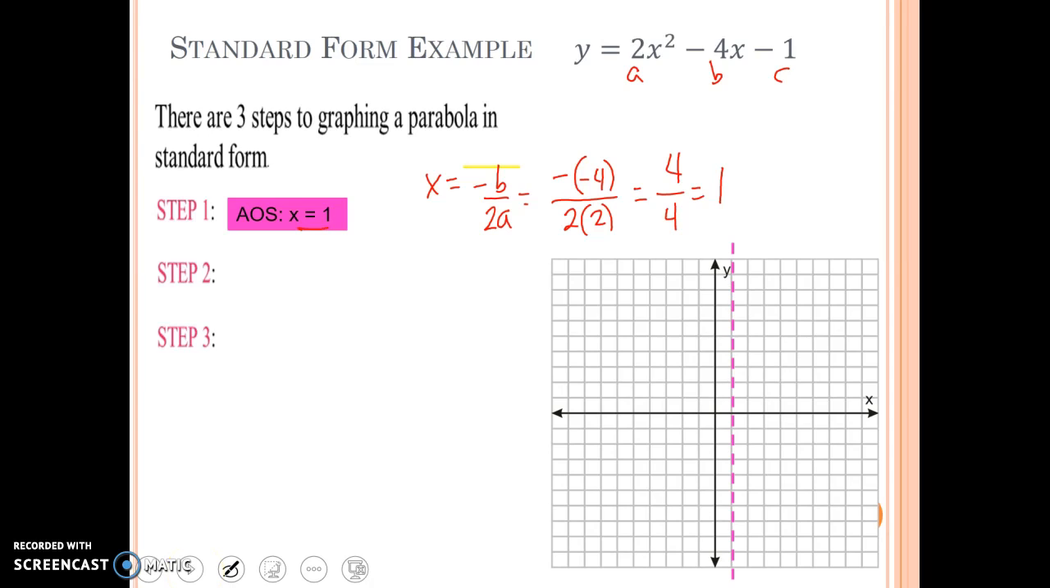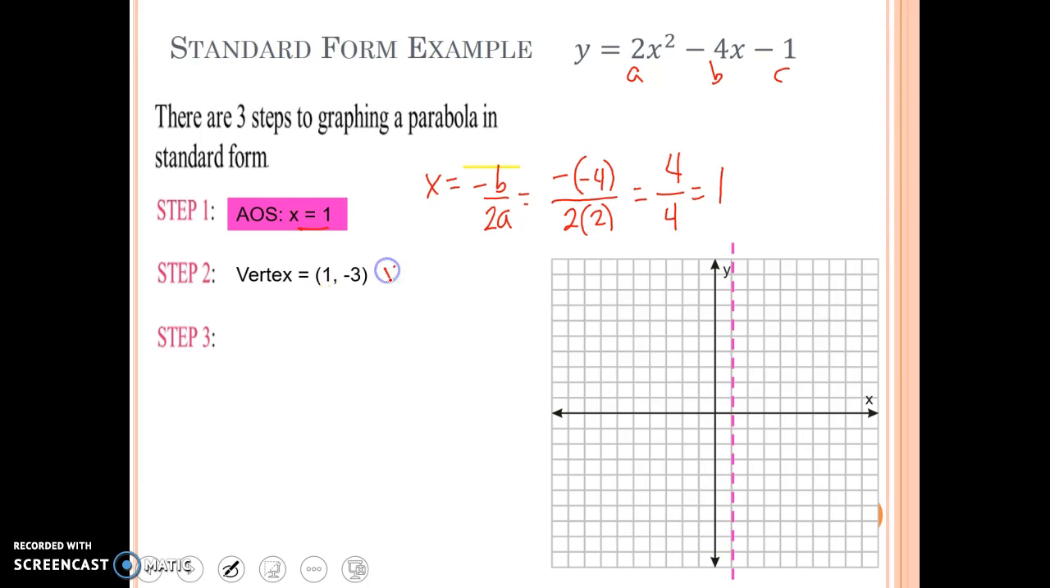Graph that on your graph and it'll be the dotted line that just showed up. And then now our vertex. So after we have found that x coordinate for our vertex, now what we want to do is plug it into the equation.